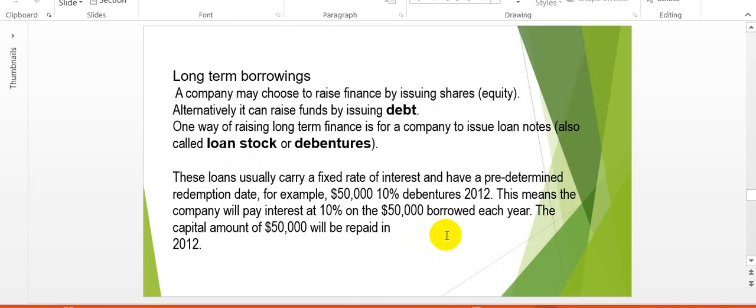We look at long-term borrowings. A company may choose to raise finance by issuing shares or by raising debt. Raising debt will simply mean the company goes on the financial markets and borrows either through the banks or through other providers of finance.